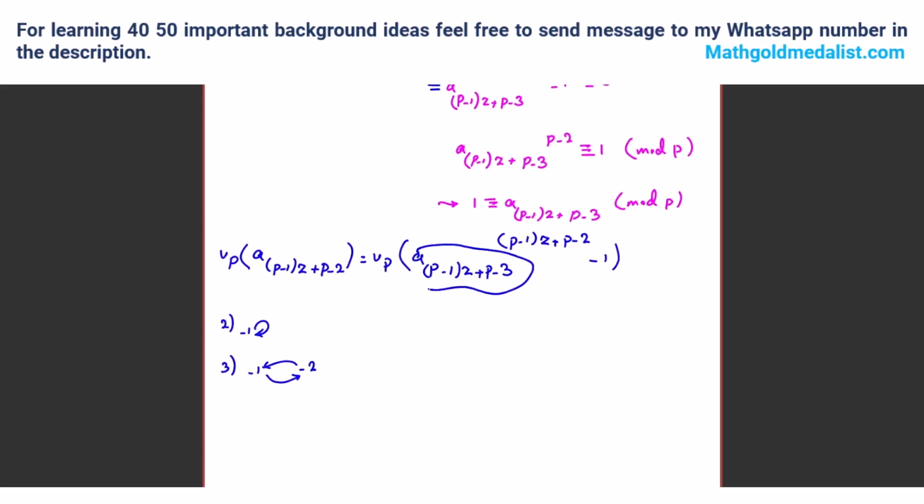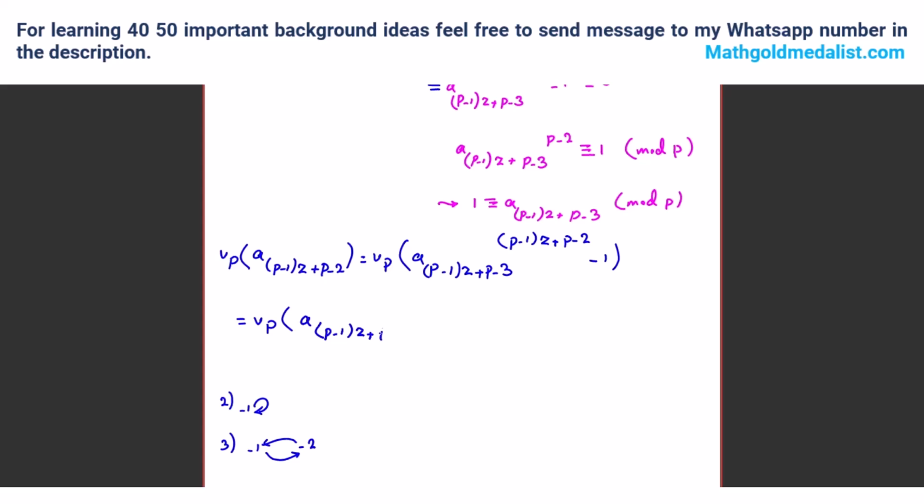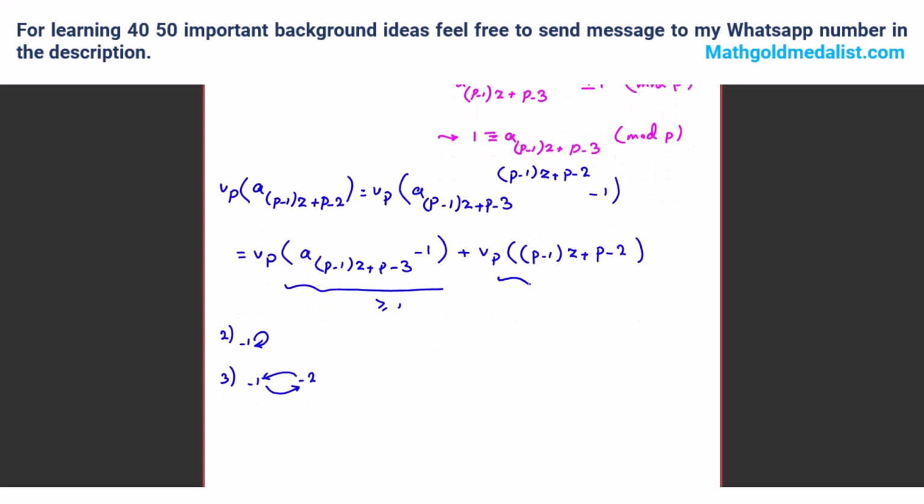And because we know it is 1 mod p, this one minus this one is a multiple of p, so the conditions of LTE will be satisfied. So we can write it as v_p of a to the (p minus 1)z plus p minus 3, minus 1. This one is at least 1 because we proved this one is 1 mod p, plus v_p of (p minus 1)z plus p minus 2. Okay, so if we prove that this one can be a multiple of p to the k minus 1, then for this case, the problem will be solved.